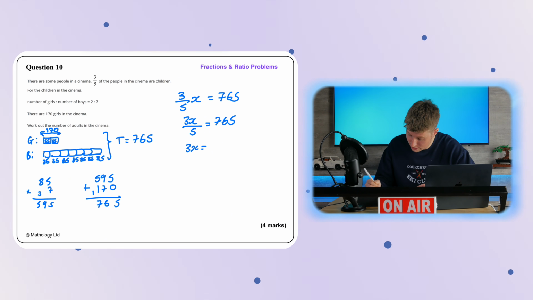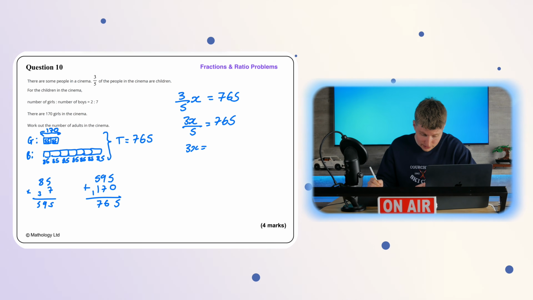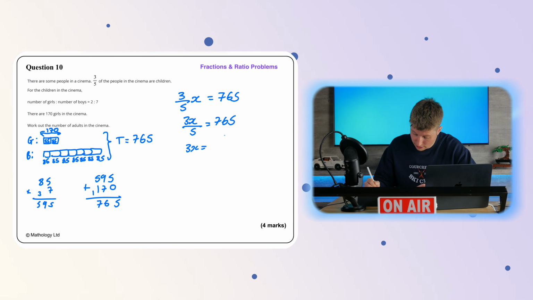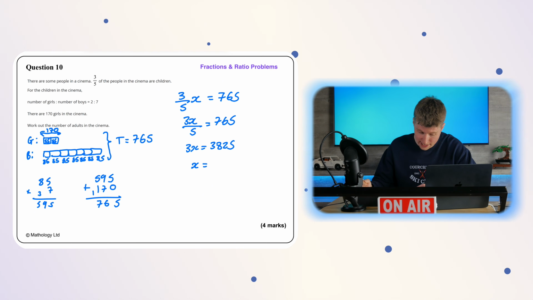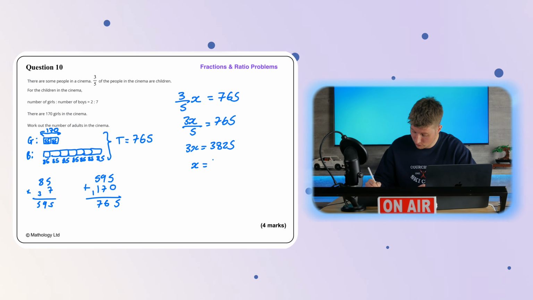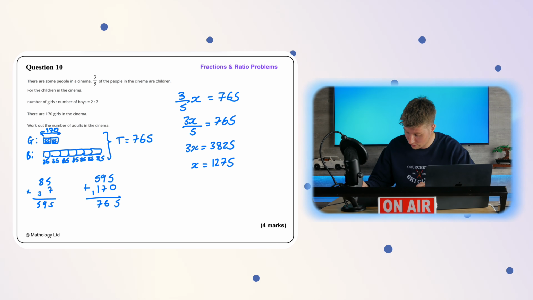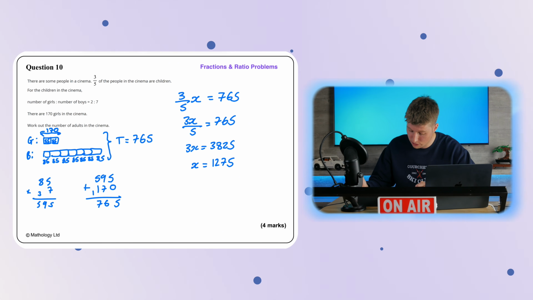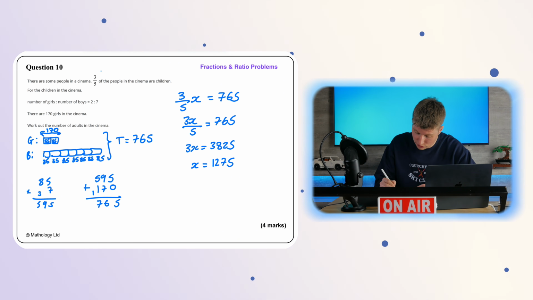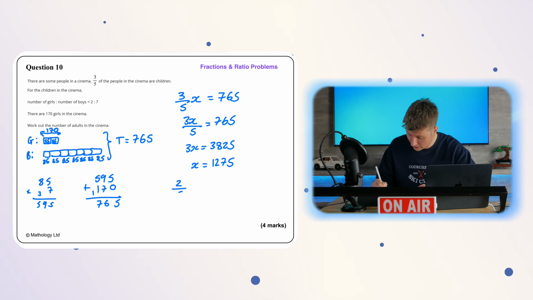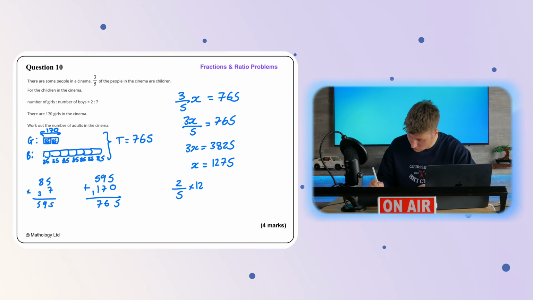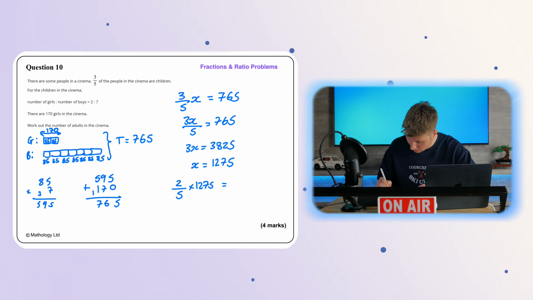If we do 765 times 5, that is equal to 3,825. And then if we divide 3,825 by 3, we get 1,275. So that is equal to the value for x, which is the total number of people in the cinema. And if there's 3/5 of the people in the cinema that are children, then that means that 2/5 of the people in the cinema will be adults. So 2/5 times 1,275.